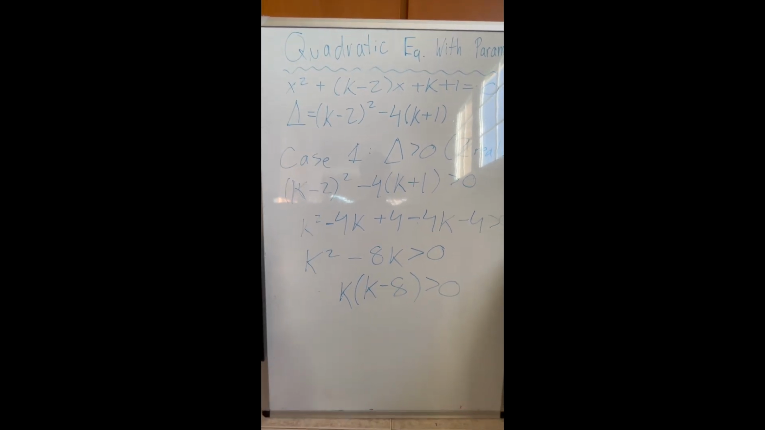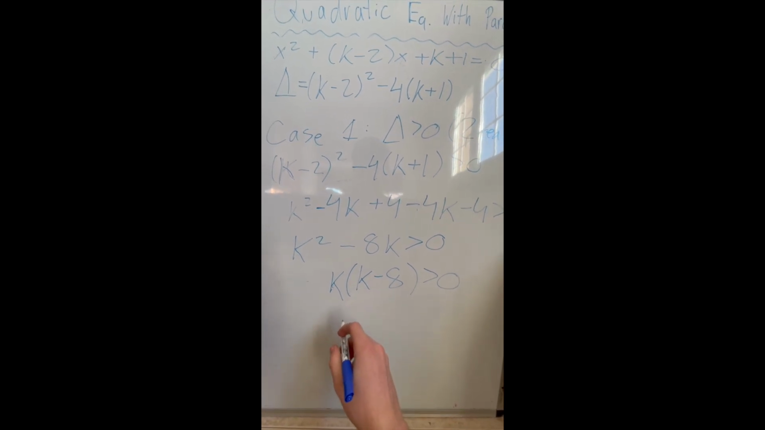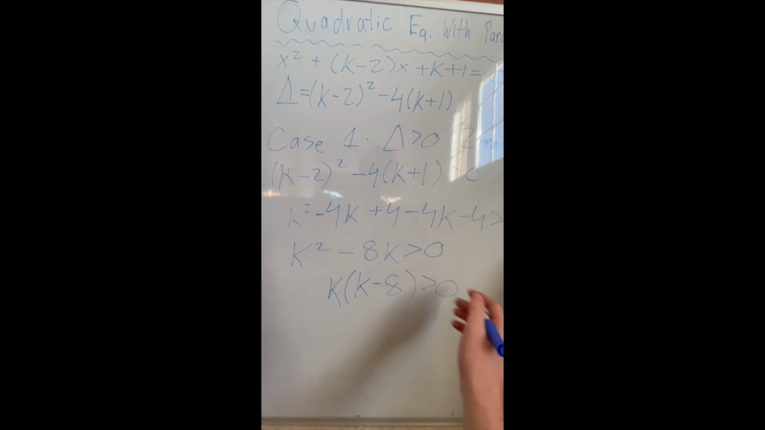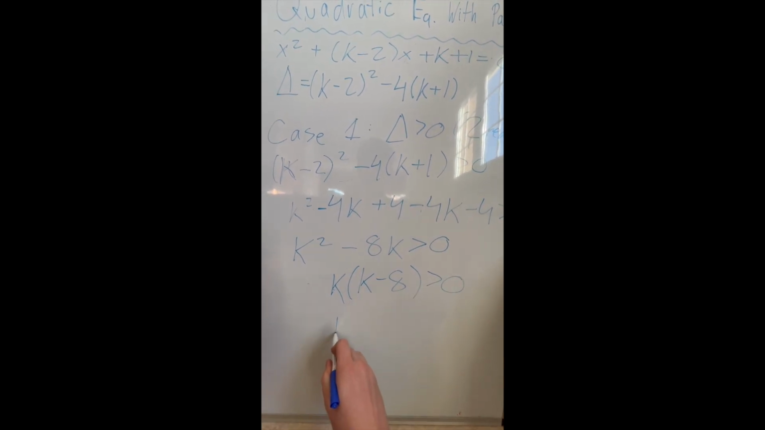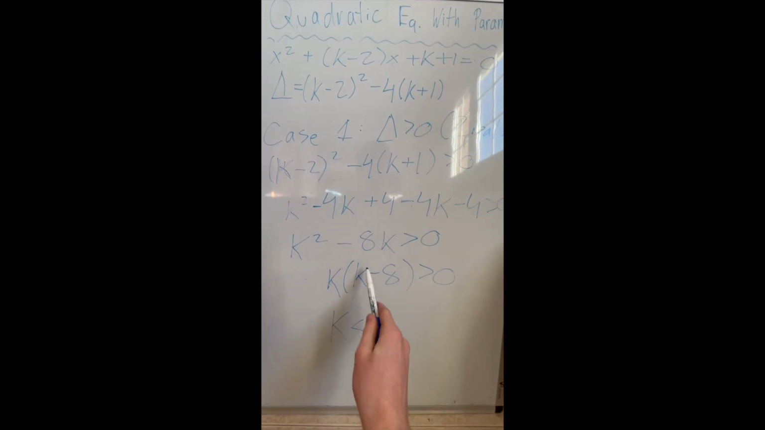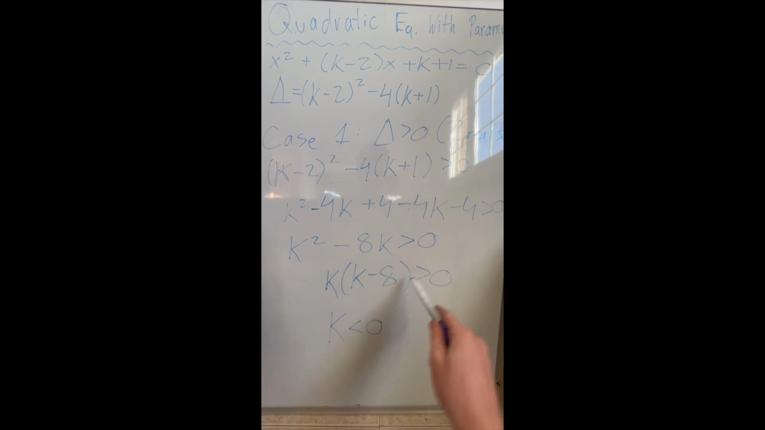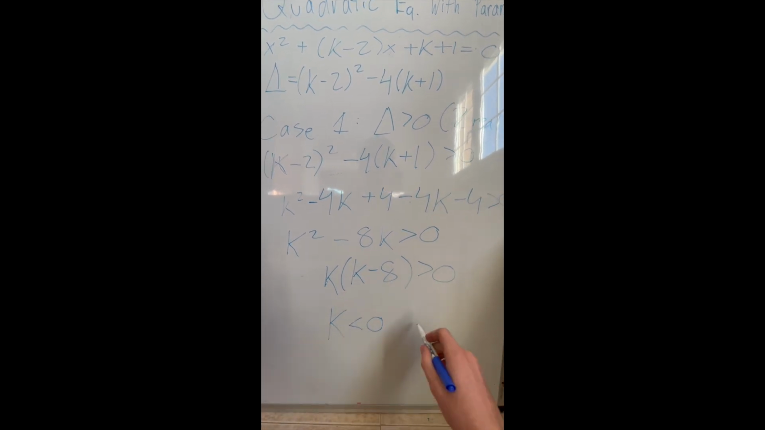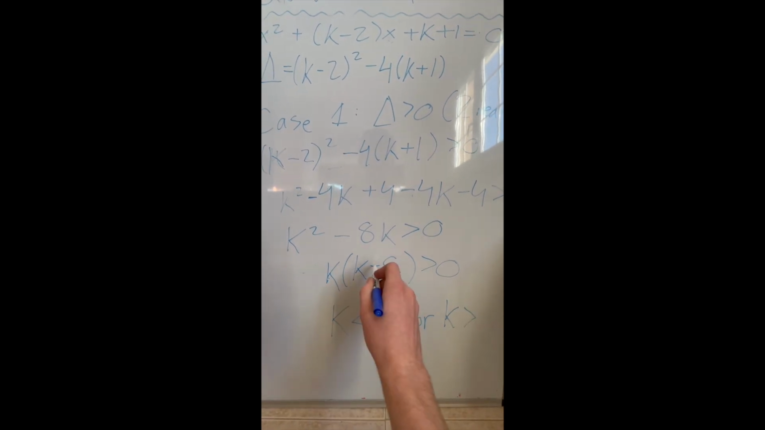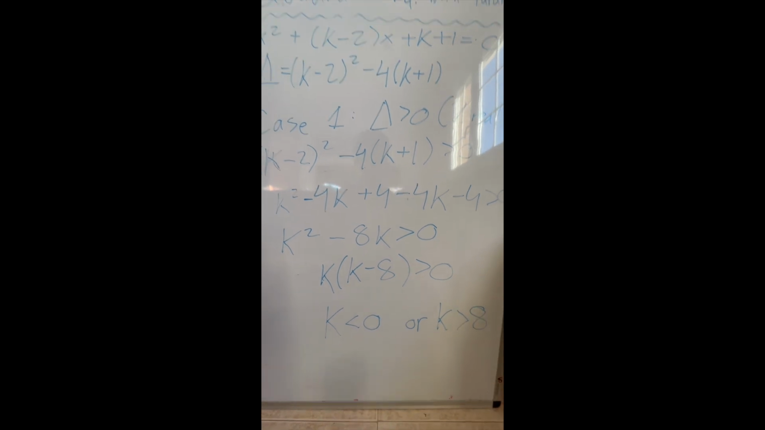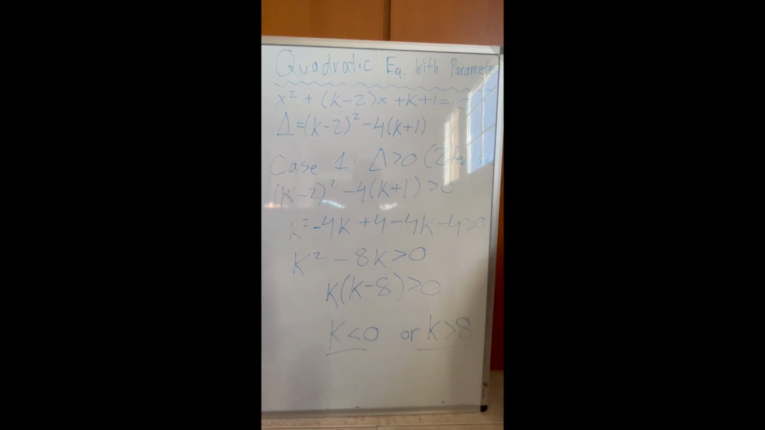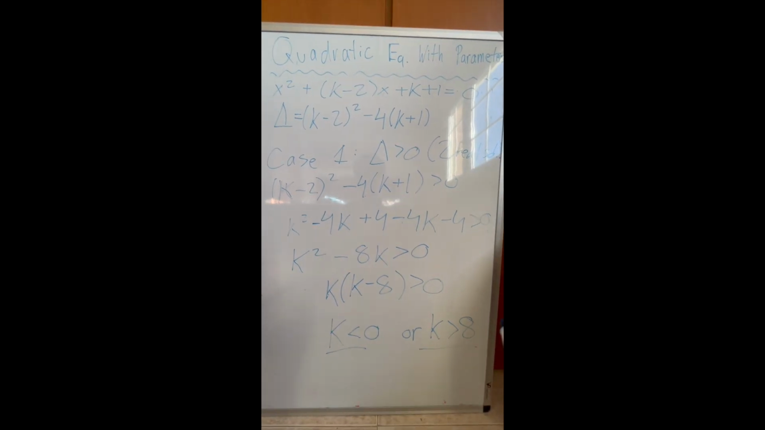So now we have two solutions for k. The first one is k equal to 0 or the other factor is equal to 0. So, bigger than 0. k is smaller than 0, as this would be a negative number passing to the other side, so we have to flip the sign, or k is bigger than 8. These are two ranges for k that will give two real solutions.